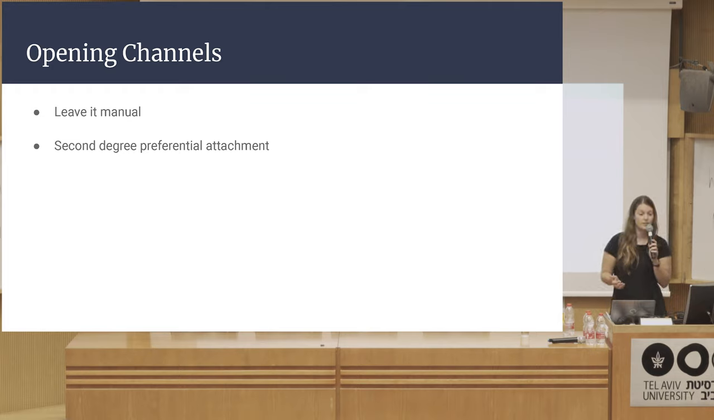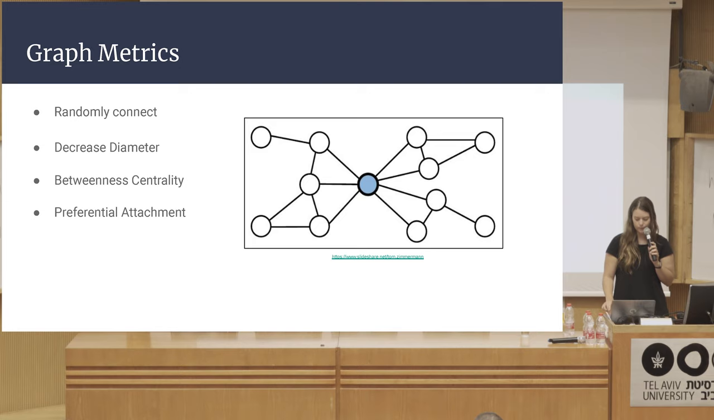Another idea for autopilot is to use second degree preferential attachment. This is like preferential attachment, but instead of connecting to the most connected node, you connect to nodes who are peered and have channels open with very connected nodes. So this spreads the hub and spoke out a bit. It kind of makes that heat map a bit broader, but it still does drive that general topology of nodes that are more connected receiving better positioning in the network.